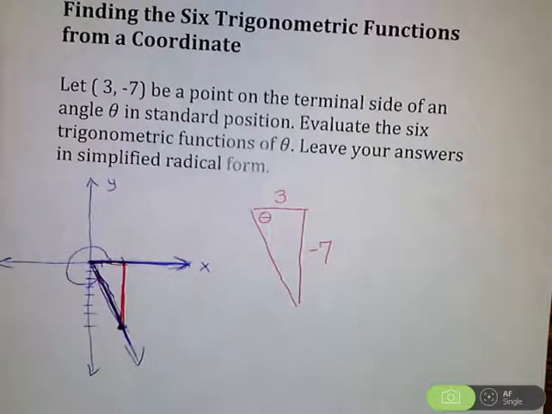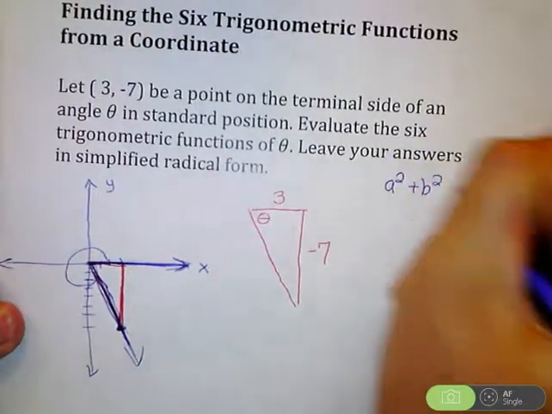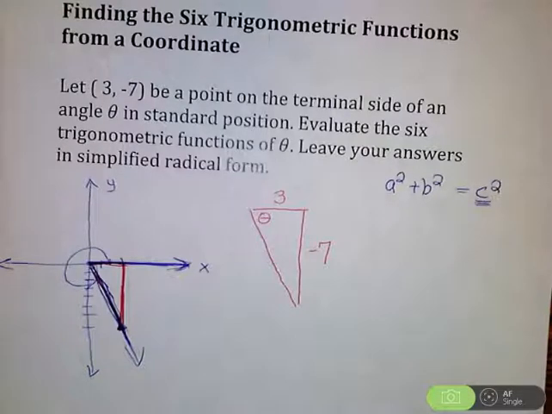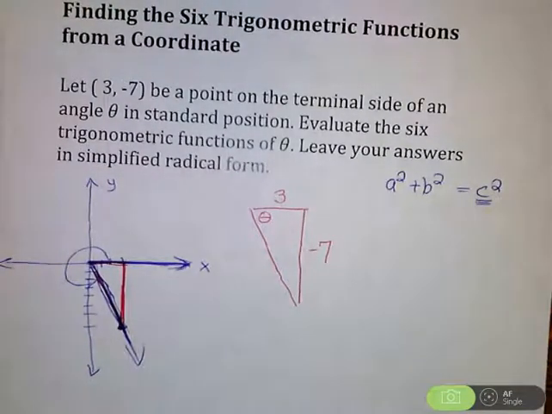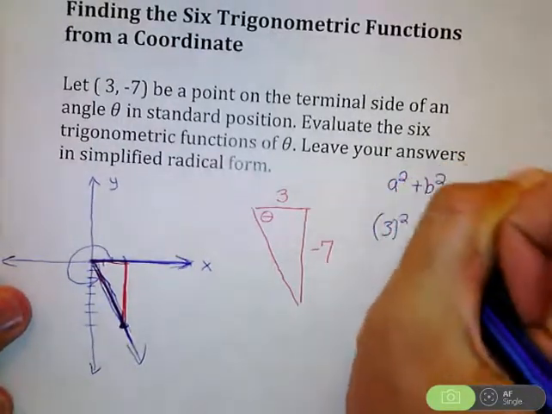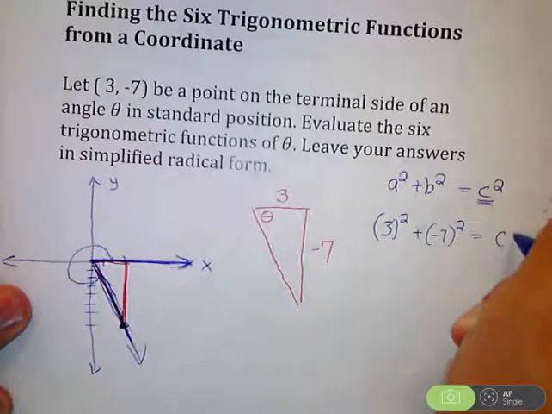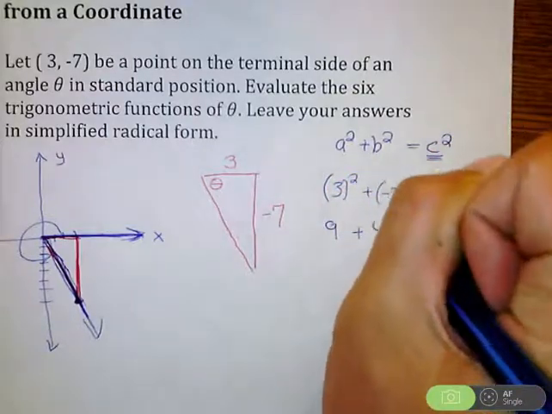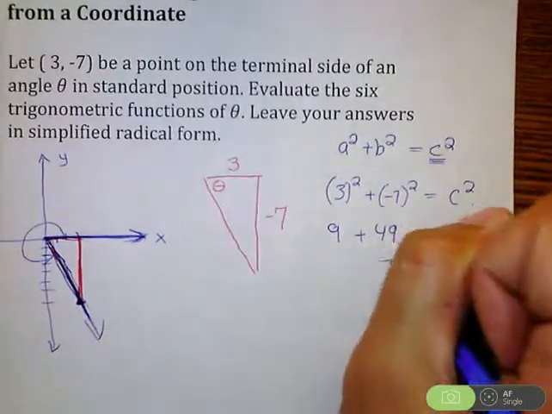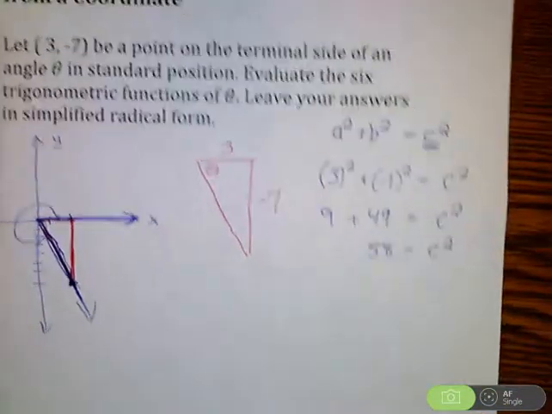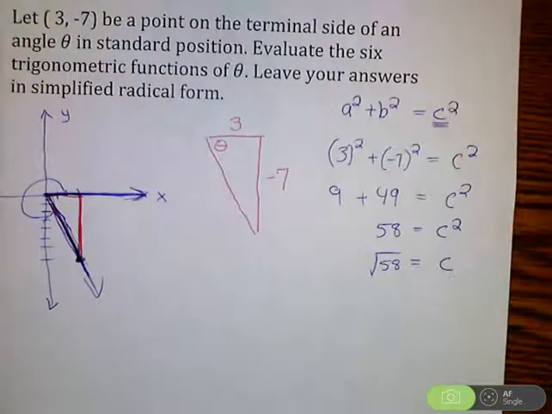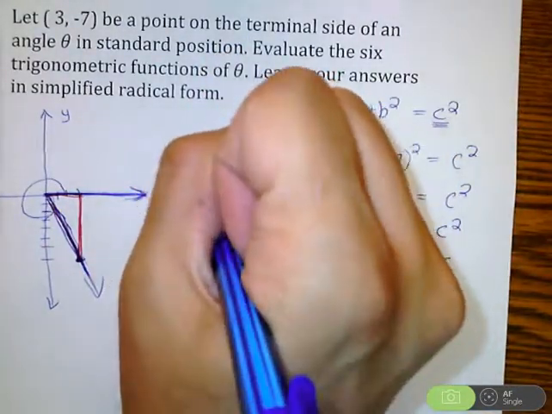A common theme with the trig functions is using the Pythagorean theorem, which is a squared plus b squared equals c squared, with c being my missing side because that's the hypotenuse. So I'm going to plug in the pieces I know and solve for c. We have 3 squared plus (-7) squared equals c squared. So I have 9 plus 49 equals c squared, which is 58 equals c squared. To solve for c, you take the square root of both sides, so c equals the square root of 58. My missing side is the square root of 58.